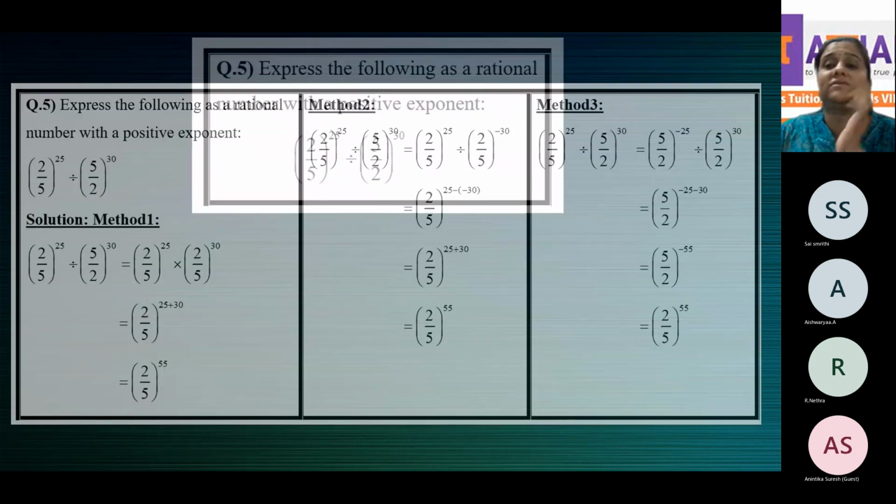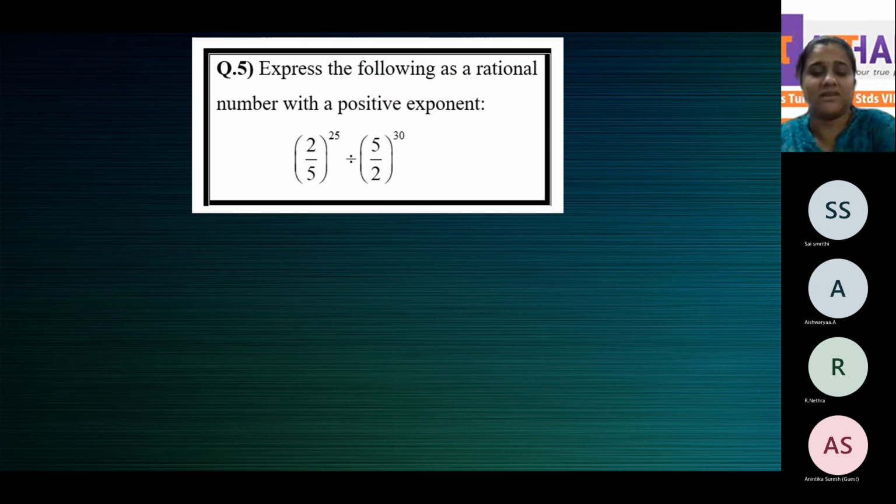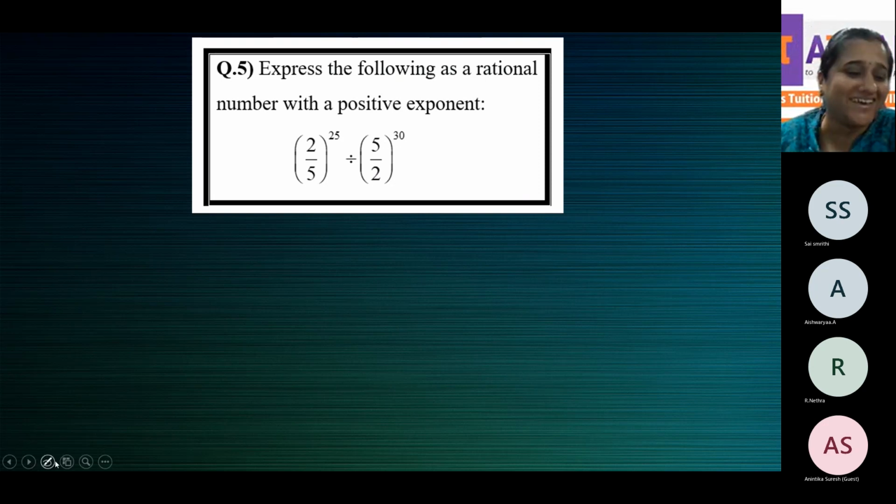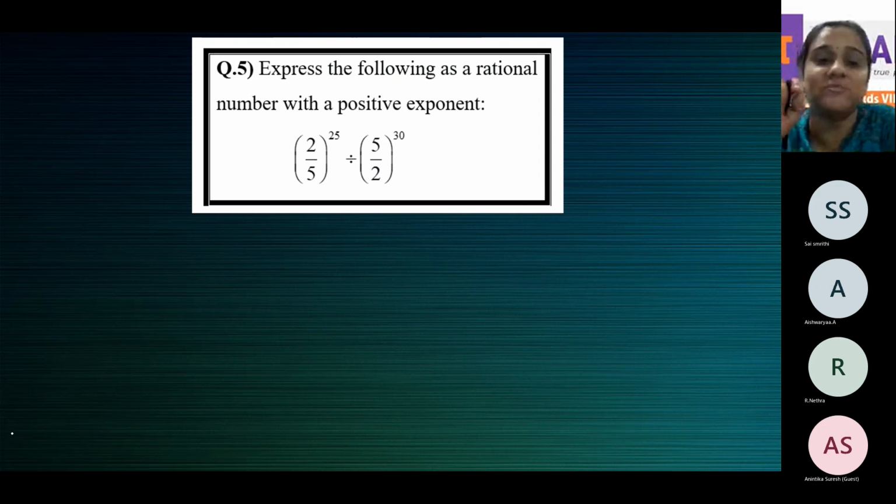Okay, I've worked it in another method here. In my slide, I have a different method. I'll tell you that also. So the other method, children, listen very carefully. The third method. Of the two methods, one is writing both with the base 2 by 5 or writing both with the base 5 by 2. One of them is bringing the base to 2 by 5, the other is bringing the base to 5 by 2. Now listen to the third method carefully.